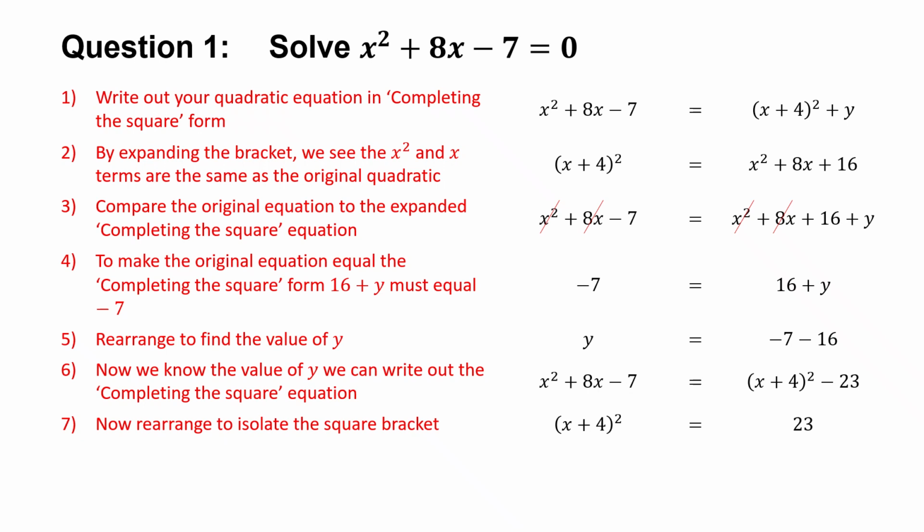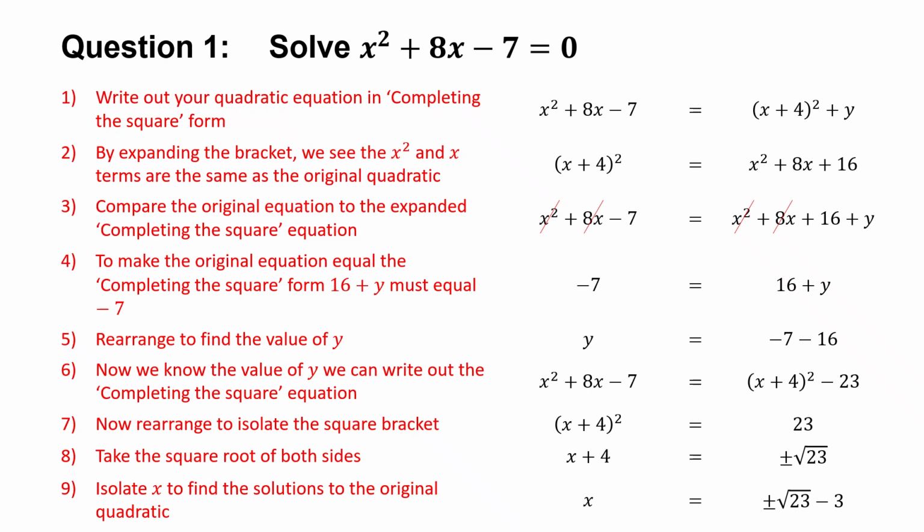We rearrange this to get (x + 4)² = 23. And we can take the square root of both sides to get x + 4 equals plus or minus root 23. Therefore, the solutions for x are plus or minus root 23, minus 4.